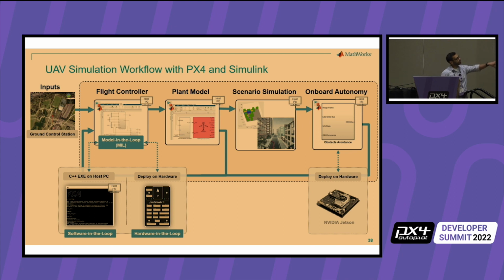So I want to continue from where I left off. We already talked about model in the loop, software in the loop, and hardware in the loop. While this is happening, we can also have another connection to Unreal. The really nice part is you don't need to have Unreal installed. It launches directly from Simulink. If you have a project that you have open, you can connect it with that.